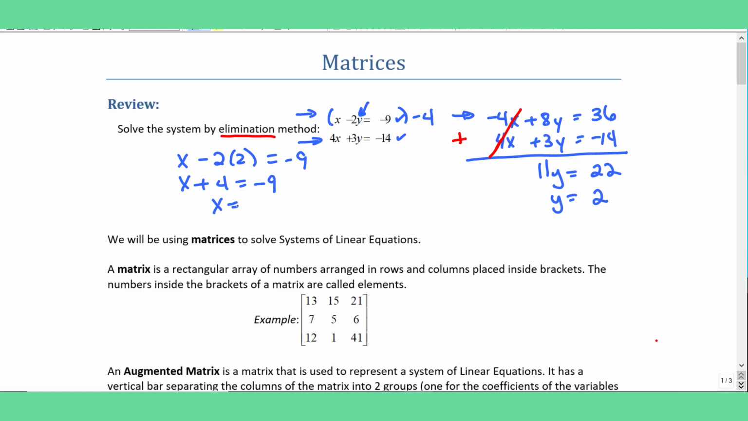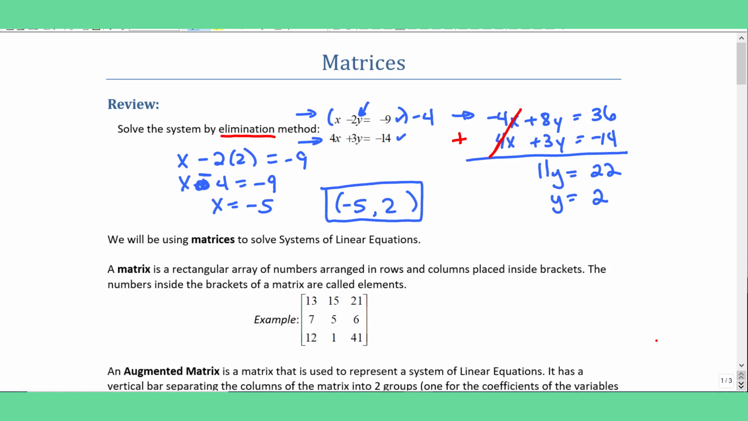And solve for x. So if I subtract 4, well, hold on. That's a -4, so if I add 4, I get -5. So the point or the solution to these equations would be -5, 2. In other words, if we were to graph these lines, they would intersect at this point.